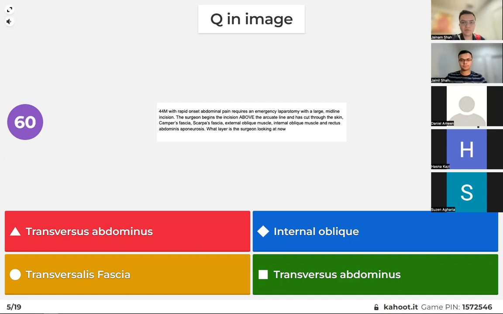So above the arcuate line, what would be the order of your anterior abdominal muscles?